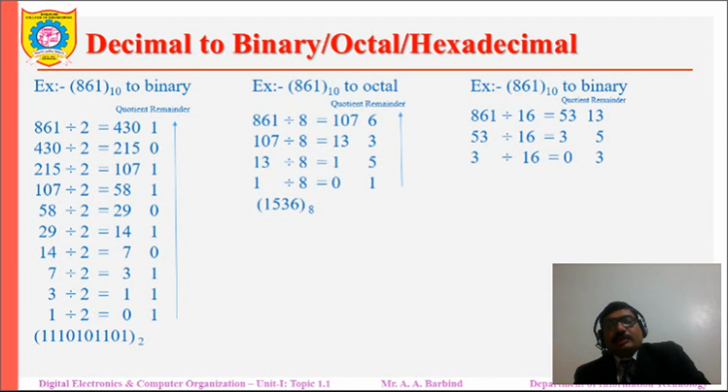So we take the remainders in the reverse order, 3, 5. We have to represent this 13 in hexadecimal and it is D in hexadecimal. So the number becomes 35D in hexadecimal. So like this, the 861 in decimal can be converted to the hexadecimal, which is 35D.